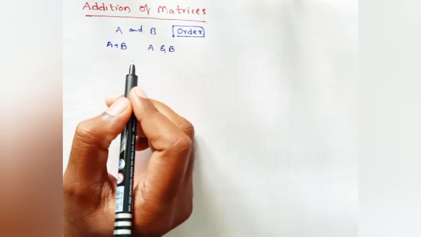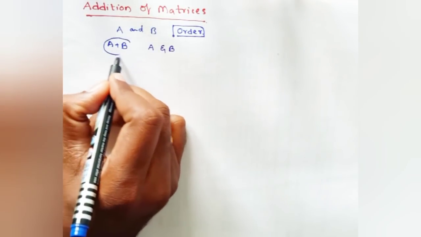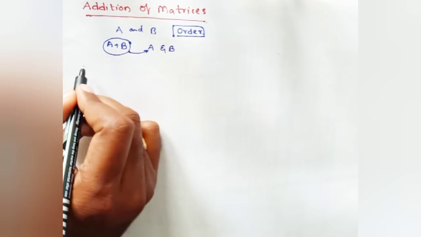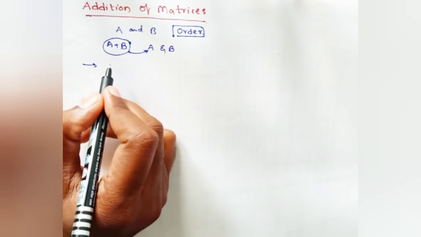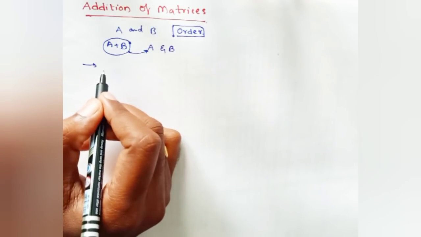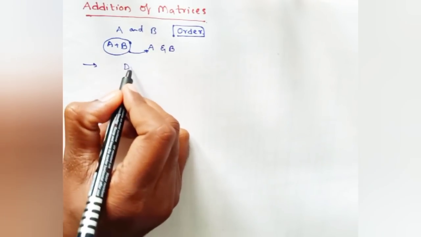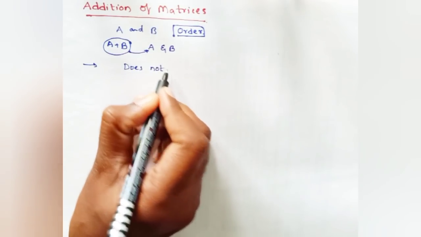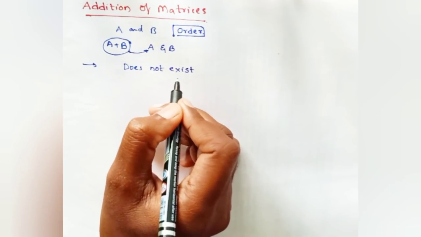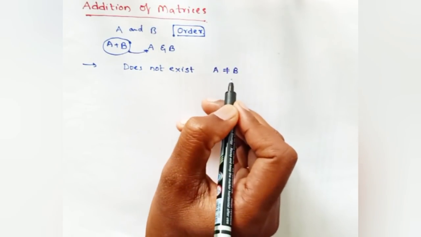Here the matrix A plus B will be the same size as A and B. If A and B are not of the same size, then we cannot add those two matrices. In this case, we say that the sum does not exist. The sum of two matrices does not exist when the size of A is not equal to the size of B.